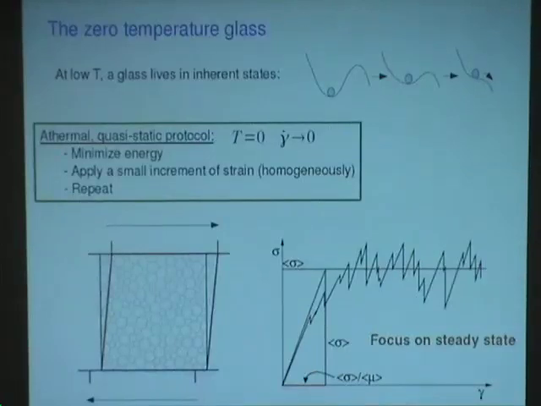So the idea of the talk is to look at various numerical results which help us understand the elementary mechanisms of deformation, of plastic deformation. And the starting idea is to try to focus on what happens in a zero temperature glass.